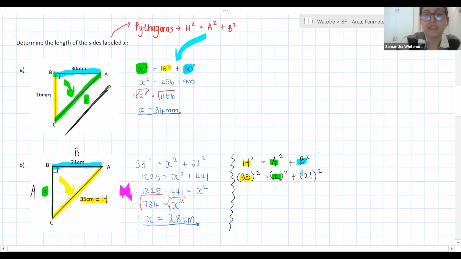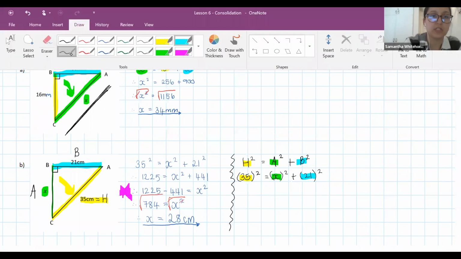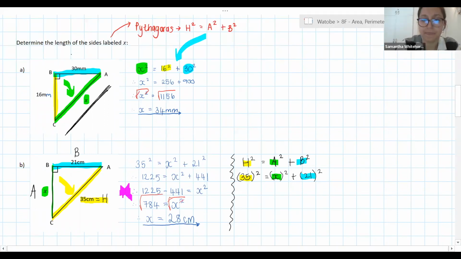And like I say, it does need to look a little bit different to the first one, because in this one, I knew the hypotenuse. In the first one, I did not know the hypotenuse. So it is going to be a little bit different.